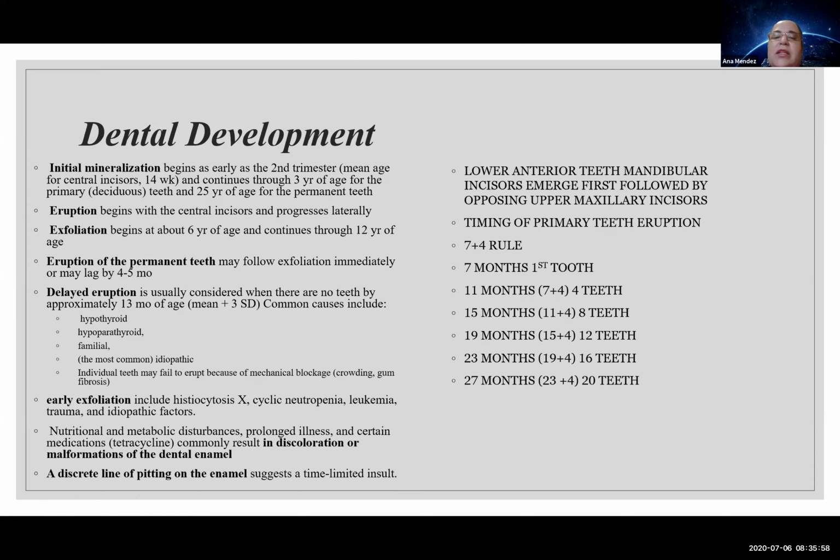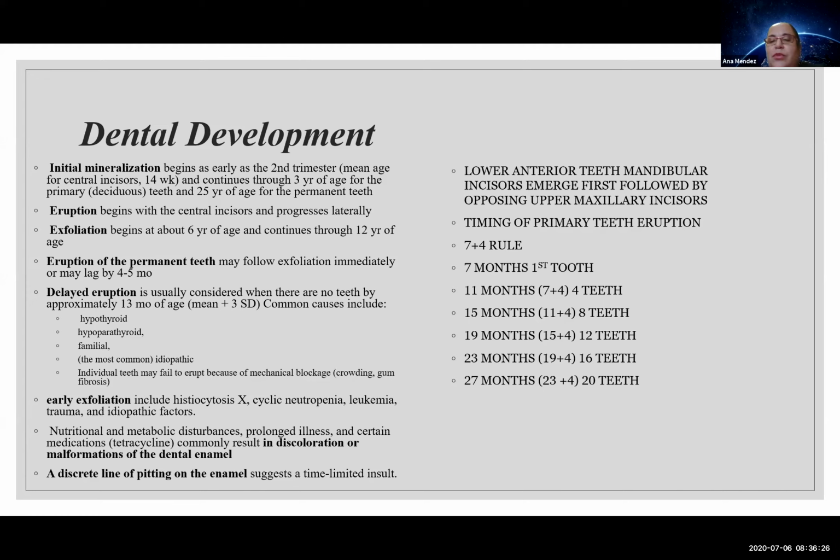that was systemic. And then when it comes to when the teeth come out, the primary teeth, the lower anterior teeth or mandibular incisors emerge first, followed by opposing upper maxillary incisors. And the timing of primary teeth eruption is the rule of 7 + 4. At 7 months is usually when they get the first tooth. And then the next ones come at 11 months, so 7 + 4.